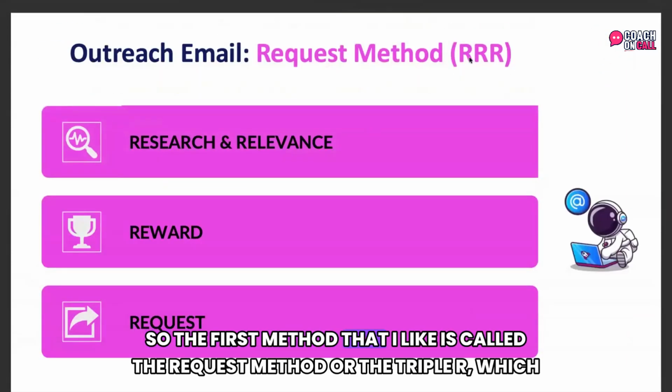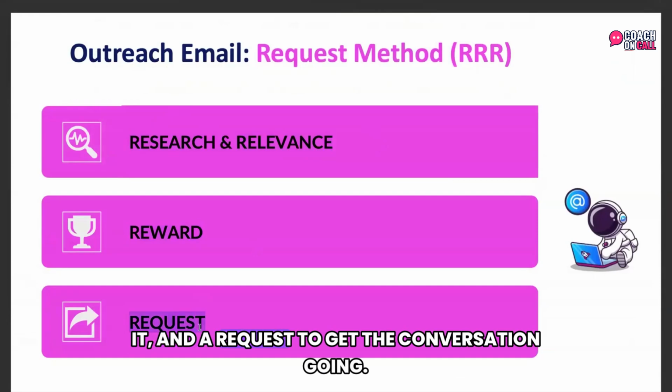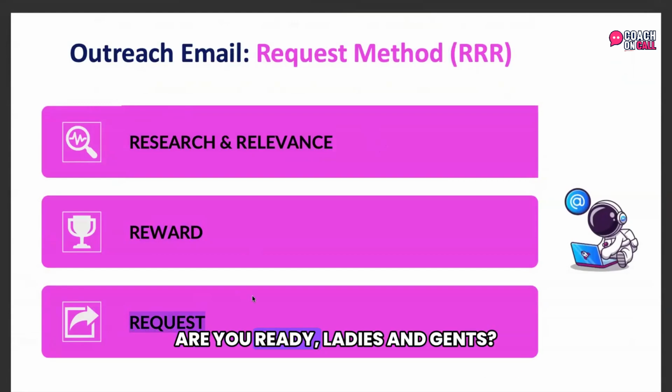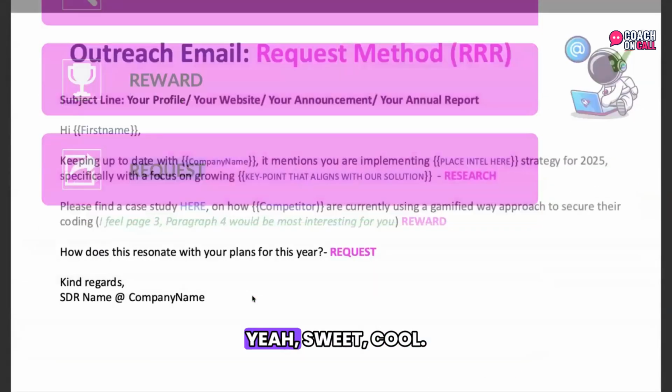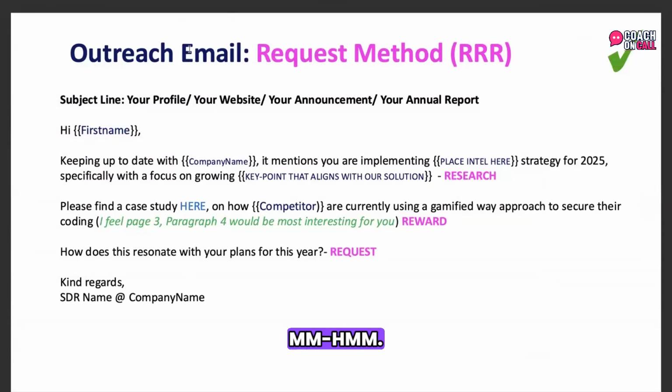So the first method that I like is called the request method or the triple R, which stands for research and relevance, a reward using your marketing content if you have it, and a request to get the conversation going. We're going to take that original email and restructure it with this framework. As you can probably see, this looks a bit cleaner, concise, and easier on the eye to consume. Would you agree? Okay, cool. We'll break it down step by step.